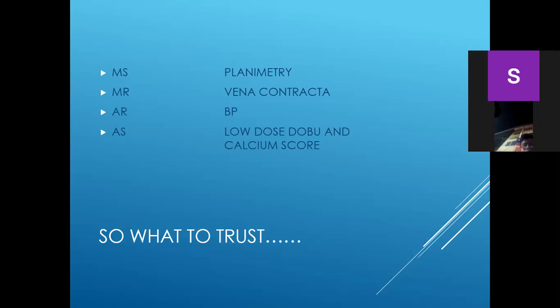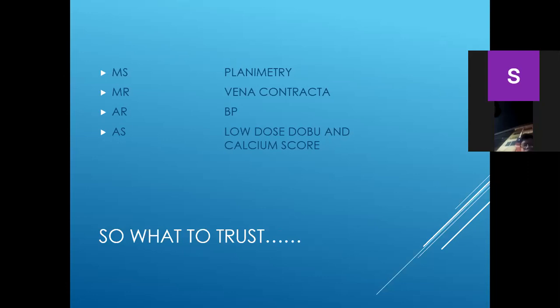So these are some rules of thumb which may not entirely be truthful in every patient, but these are good working rules as what I have understood in these many years. For mitral regurgitation, vena contracta is a very robust phenomenon.